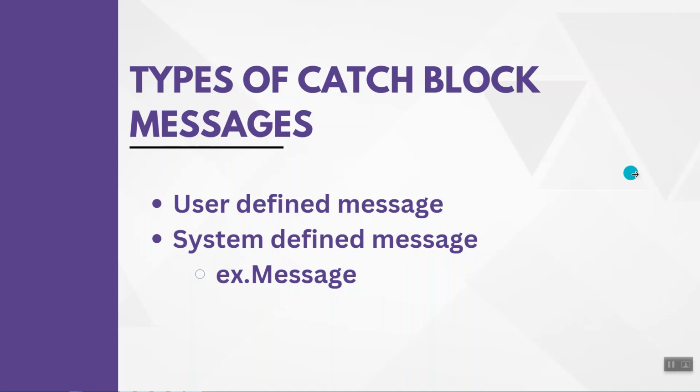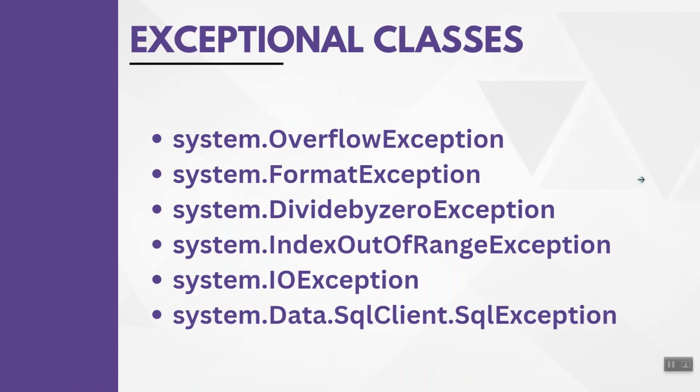Now let's see exception classes. C# recognizes an exception as an object. To declare an exception object, we use the class called System.Exception. In the exception class we have System.OverflowException. This occurs when a large value is assigned to a variable which does not fit into that variable. And then System.FormatException.